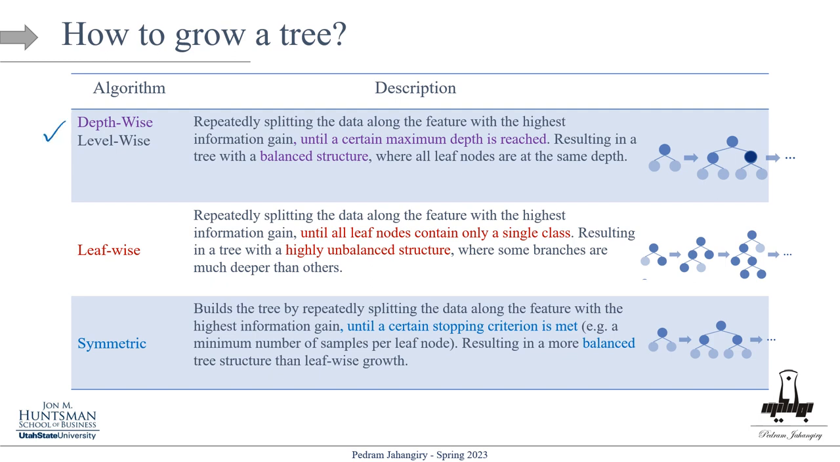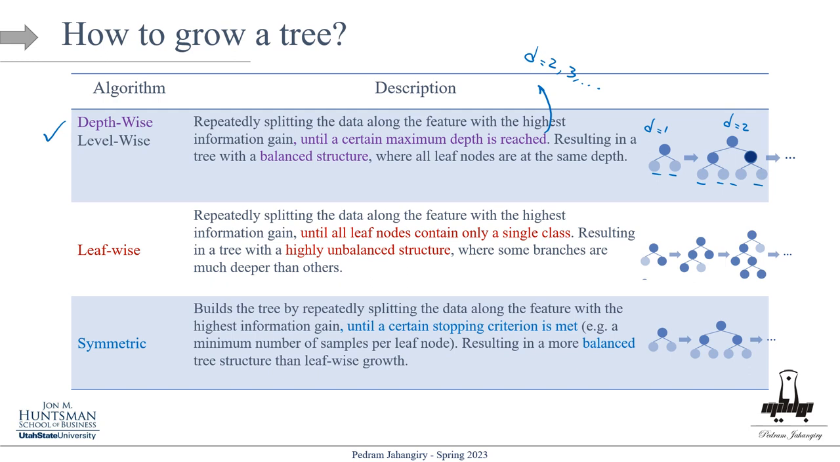This method repeatedly splits the data along the features with the highest information gain, which gives us the maximum purity, right? Until a certain maximum depth is reached. This is a pre-specified number. We say, for example, the depth is equal to 2, the depth is equal to 3, and so on, right? This results in a tree with a balanced structure where all the leaf nodes are at the same depth, right? For example, here we say depth is equal to 1, we end up with 2 terminal nodes. Here, depth is equal to 2, we end up with 4 terminal nodes. Depth is equal to 3, we end up with 8 terminal nodes, and so on, right?